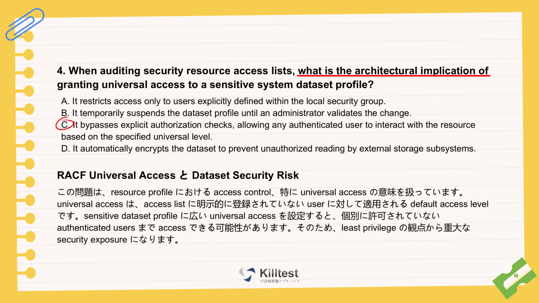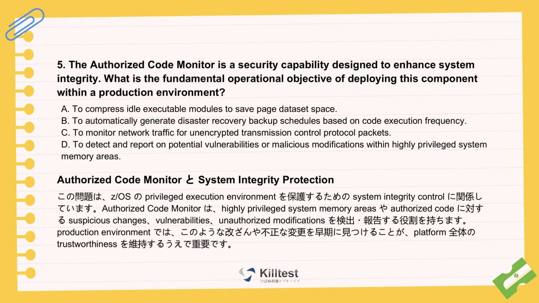And speaking of vaults, what if someone sneaks past the front door? Question 5. The Authorized Code Monitor is a security capability designed to enhance system integrity. What is the fundamental operational objective of deploying this component within a production environment? The correct answer is D.